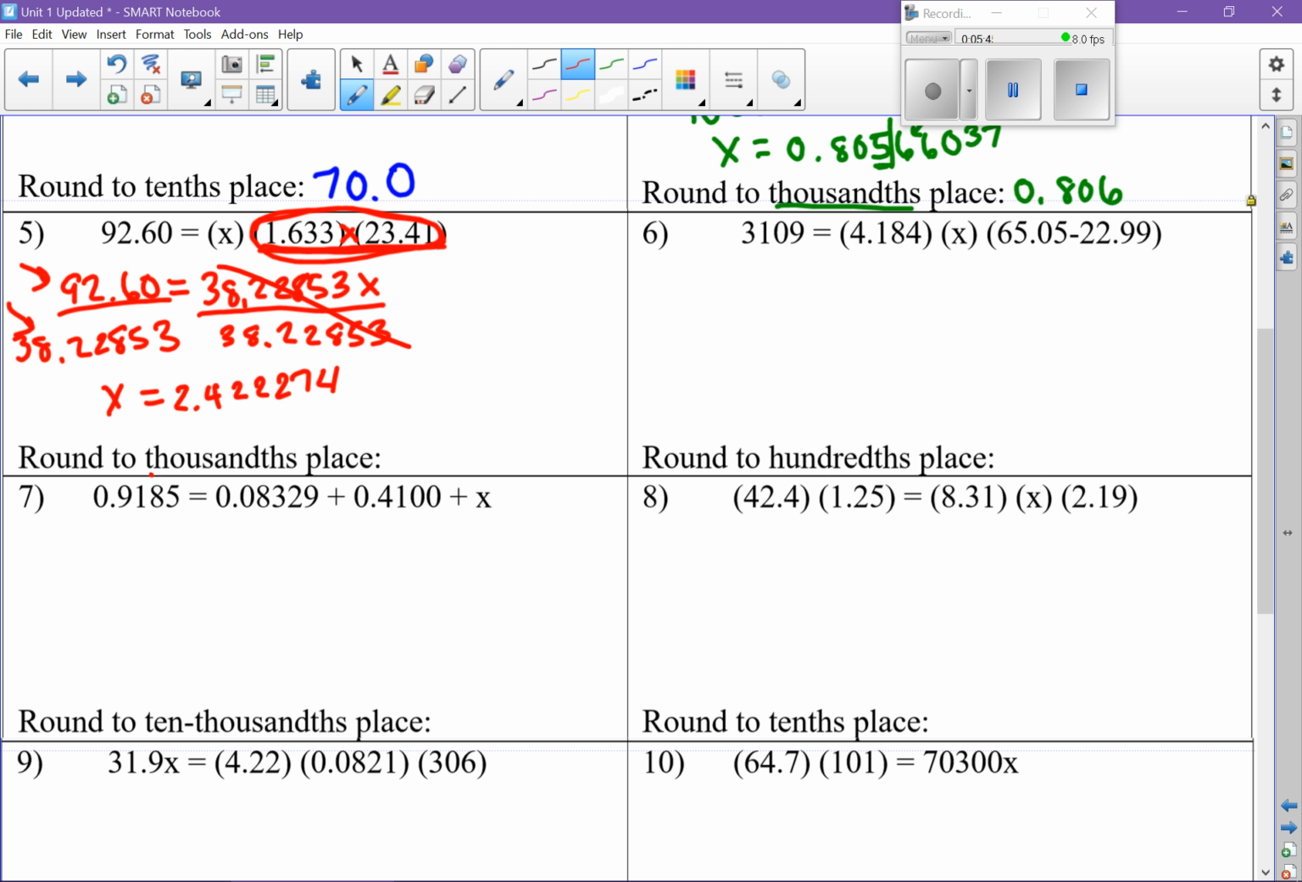2.422274, on and on. We want the thousandths place, which is right here at this 2 in the middle. If I chop it, there's another 2 after it. That means that we're not going to round it up, we're going to leave it alone. So it's going to say 2.422. Everything after the decimal gets chopped off.